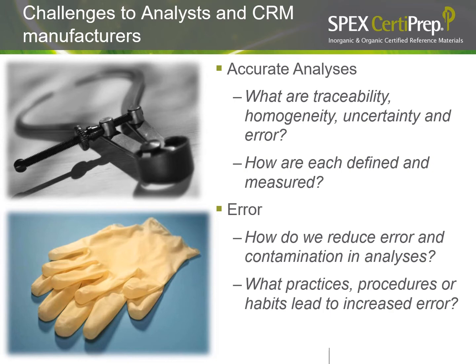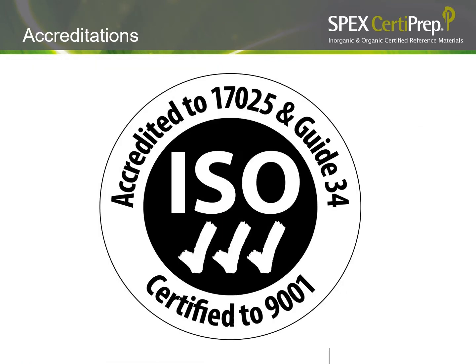So class, now what practices, procedures or habits lead to increased error? Basically it depends on the person, what type of practice they follow in their laboratories. That kind of practice will introduce the error. So students, you may refer to ISO 17025 under Guide 34 on the usage of CRM in the analysis. You may get a lot of information under Guide number 34 about CRM.